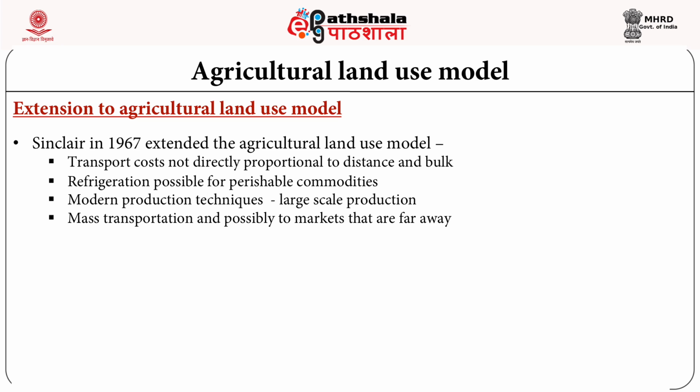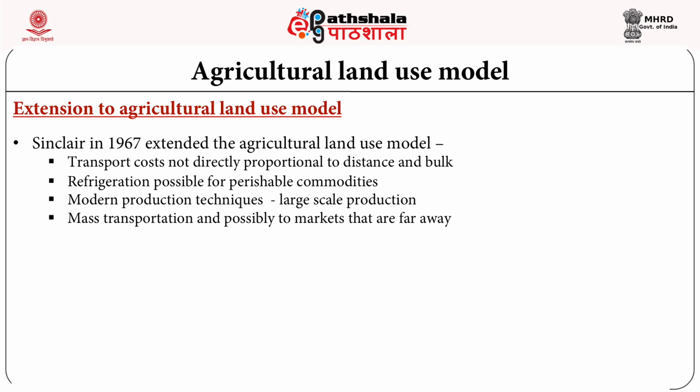Now, there was an extension, as I mentioned earlier, to this agricultural land use model, which Robert Sinclair put forth in 1967, which was that transport costs are not directly proportional to distance and the bulk. Then refrigeration was possible for perishable commodities.